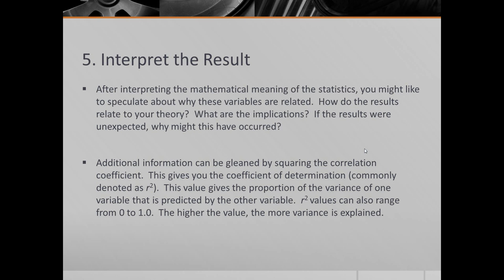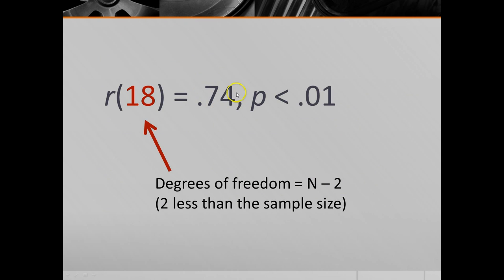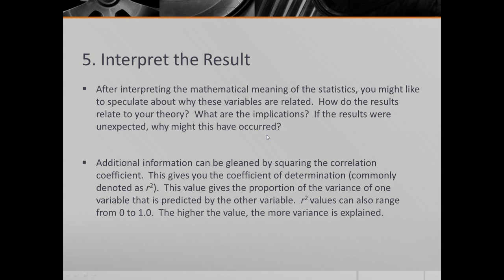One more piece of information you can get from these statistics is this: if you square the correlation coefficient, that is, this term right here, the 0.74, 0.74 times 0.74, that's going to give you something called the coefficient of determination. It's usually denoted as r squared because it is r squared. This gives you the proportion of the variance of one variable that is predicted or accounted for by the other variable. Another way of saying that is it's the shared variance between the two variables. An r squared value can range from 0 to 1. There will be no negative r squareds because any number squared will be positive, and it wouldn't make sense to have negative 10% of the variance shared. So the higher the value, the more variance explained.